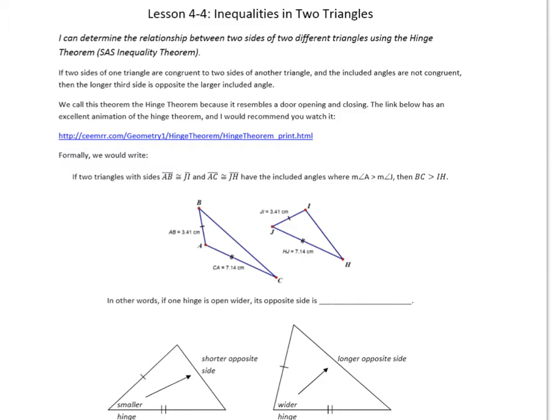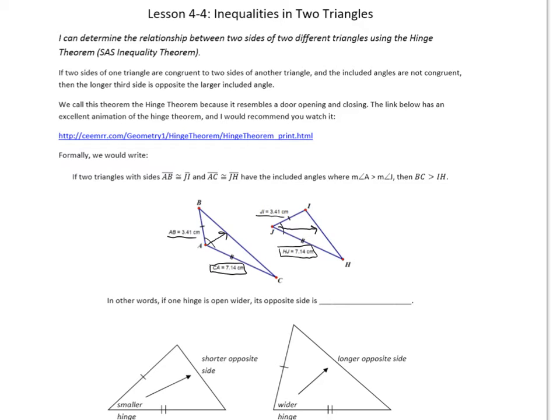If you look really quickly, side lengths AB and JI are the same, and then CA and HJ are the same. But then if we look at the angles, this is an obtuse angle, angle A, and it's across from a very long side BC. But if I look at angle J, it's an acute angle, and it's across from side length IH, which is much shorter than side length BC.